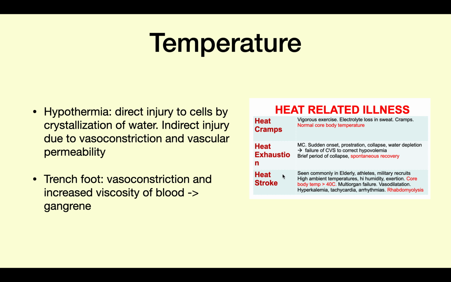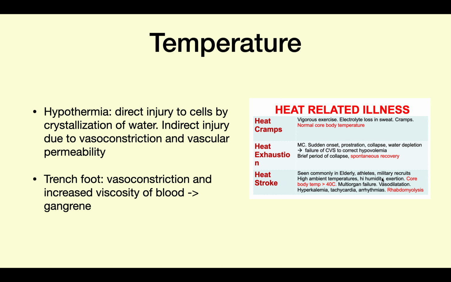Heat stroke is the most dangerous. And the core temperature is going to be very, very high, but at the same time, the person's not sweating. So this is the important one to know. Core temperature is high, but there's no sweat. There's multi-organ failure, vasodilation, importantly, the hyperkalemia. It's going to lead to the tachycardia, the arrhythmias, and the rhabdomyolysis is going to occur. So there's also protein in the urine.